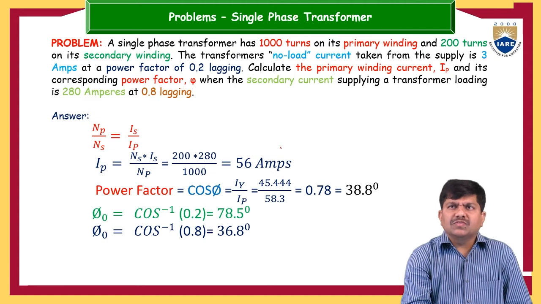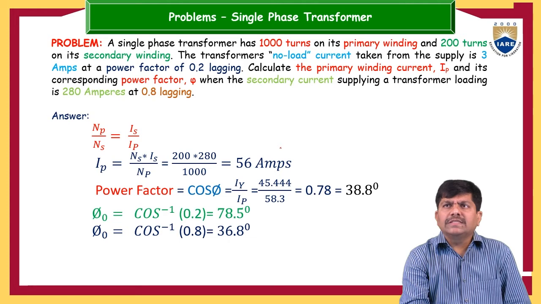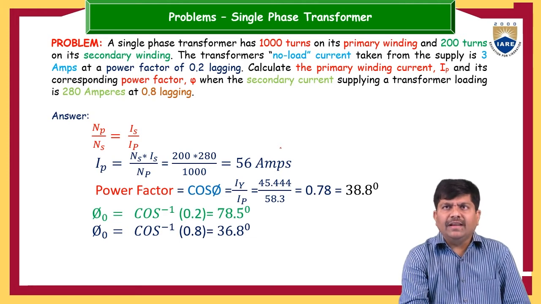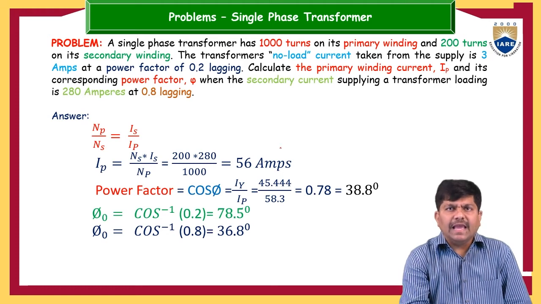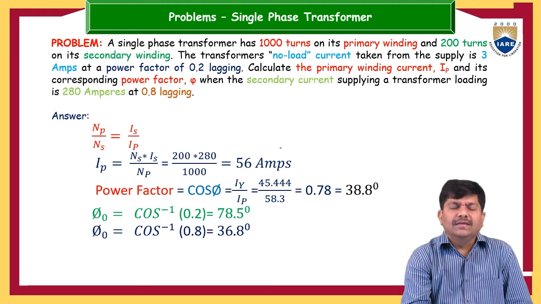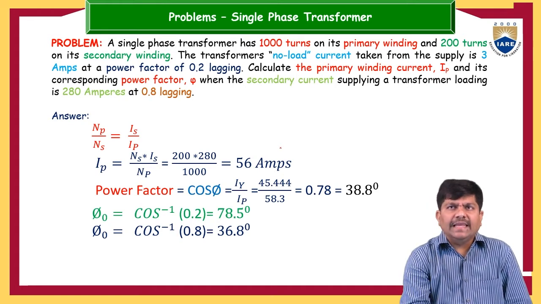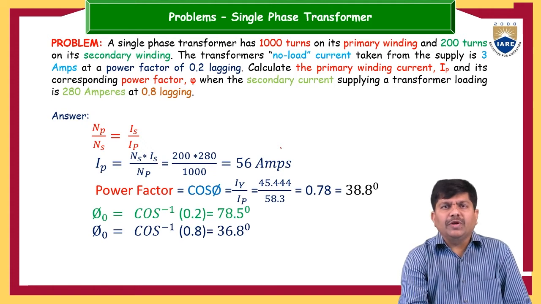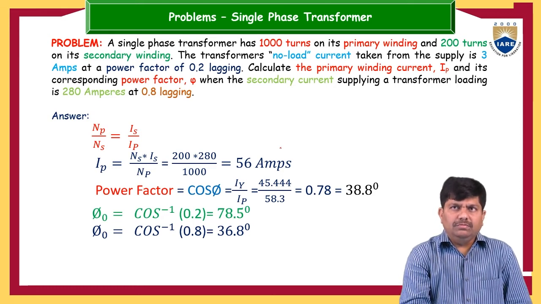A single phase transformer has 1000 turns on its primary winding and 200 turns on its secondary winding. The no load current taken from the supply is 3 amps at a power factor of 0.2 lagging. Just now also we discussed the phasor diagrams. So I naught is given as 3 amps and the no load power factor is 0.2 lagging. Calculate the primary winding current Ip and its corresponding power factor when the secondary current supplying the load is 280 amps at 0.8 lagging.